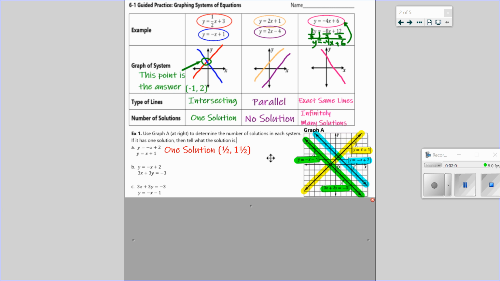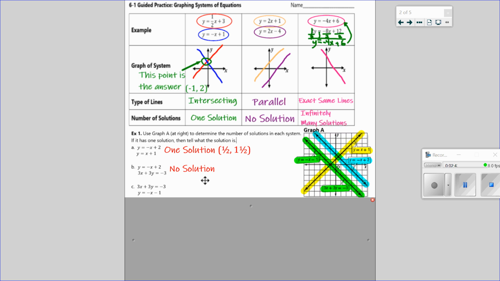Okay, so part B then is the same idea. You're just following the two lines to see how many solutions. So y equals negative x plus 2 is the blue line again. And then this time the second one is 3x plus 3y equals negative 3. So I see 3x plus 3y equals negative 3 is this green line. And then since we're comparing the blue line with the green line, you can see that those are parallel lines. So since they are parallel, they don't intersect, and that's why they have no solution. So at that point, all you need to do is write no solution.